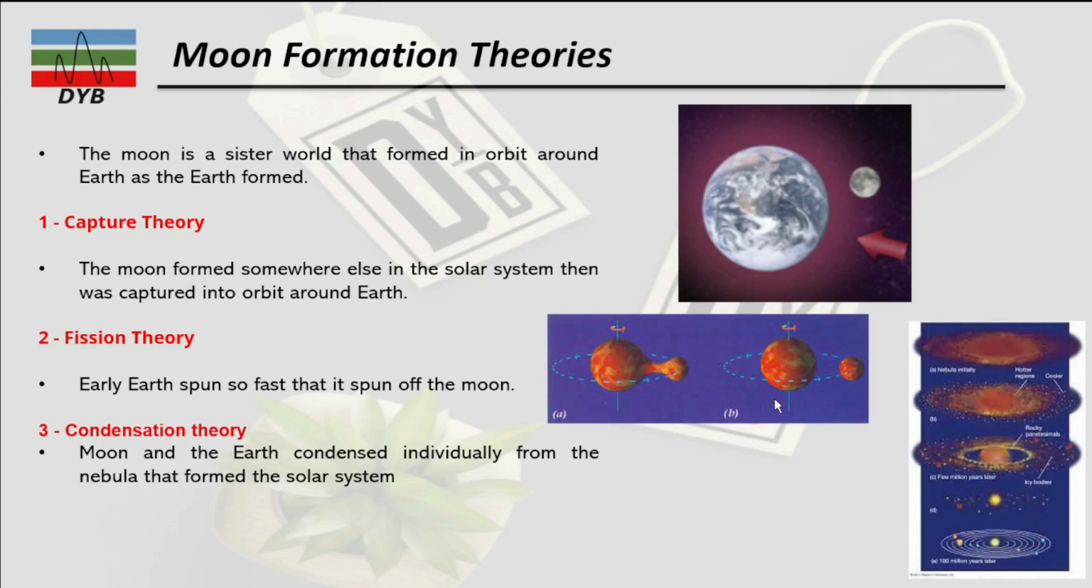The third theory is the condensation theory. It states that the moon and Earth condensed individually from the nebula that formed the solar system. It's talking about the Big Bang, when there was the Big Bang and nebula. Because of that, everything was extracted individually, so the Earth and the moon were individual. Then the moon came into the orbit of the Earth.